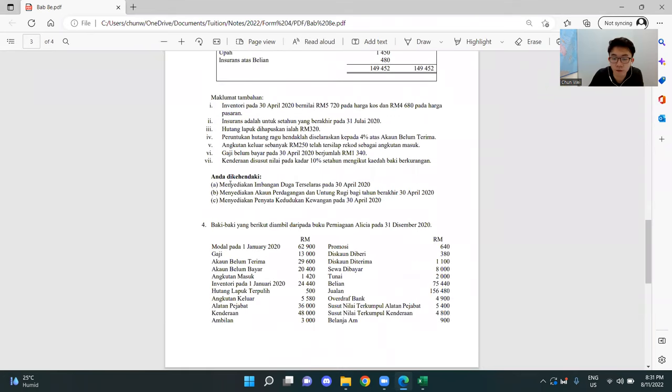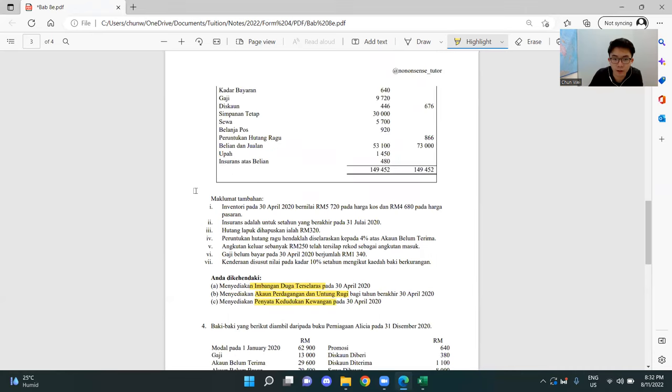It is, you have to dig an imbangan duga terselaras. Okay, later I'll show you how to do the imbangan duga terselaras. And then, menyediakan akaun perdagangan untung rugi. And lastly, you have to do penyata kedudukan kewangan. And here are all the maklumat tambahan.